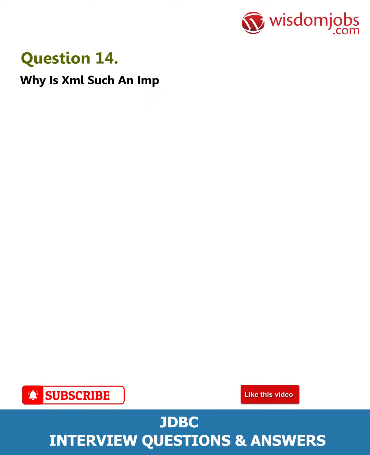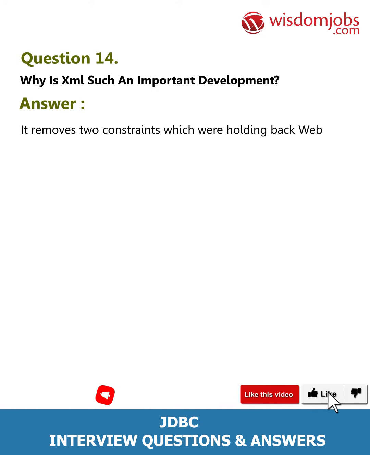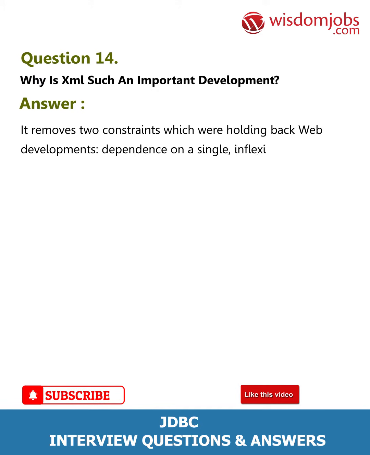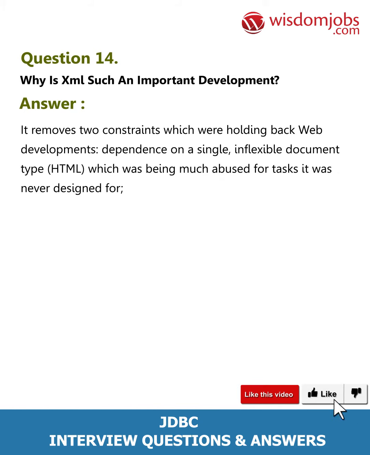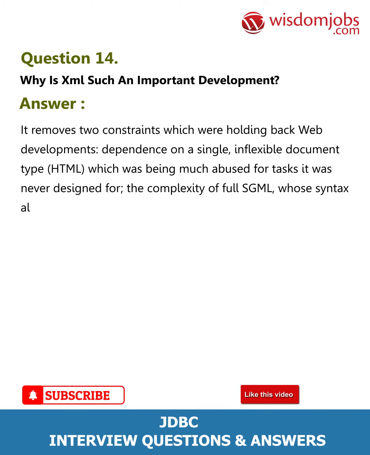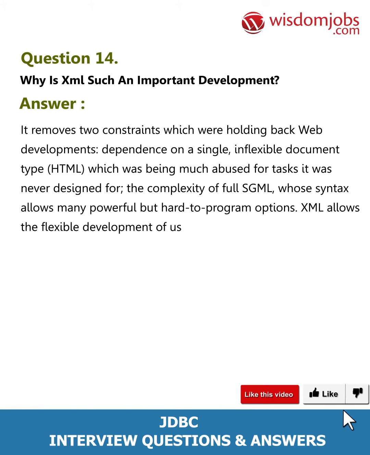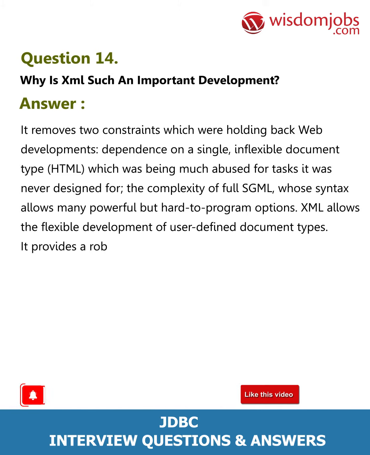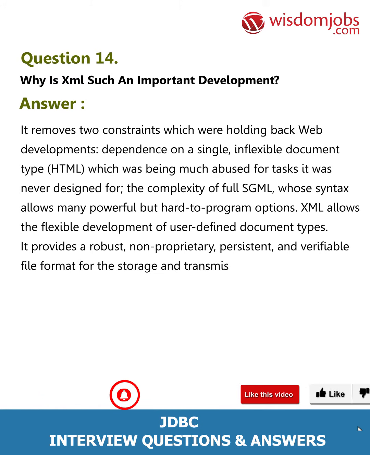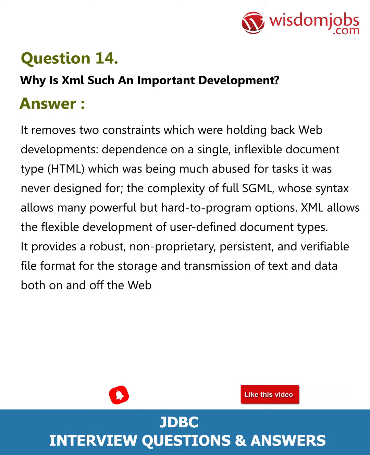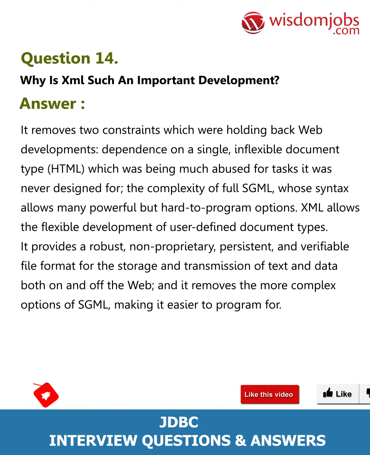Question 14. Why is XML such an important development? Answer. It removes two constraints which were holding back web developments: dependence on a single, inflexible document type, HTML, which was being much abused for tasks it was never designed for, and the complexity of full SGML, whose syntax allows many powerful but hard-to-program options. XML allows the flexible development of user-defined document types. It provides a robust, non-proprietary, persistent, and verifiable file format for the storage and transmission of text and data both on and off the web, and it removes the more complex options of SGML, making it easier to program for.